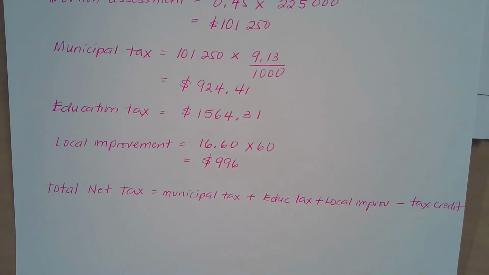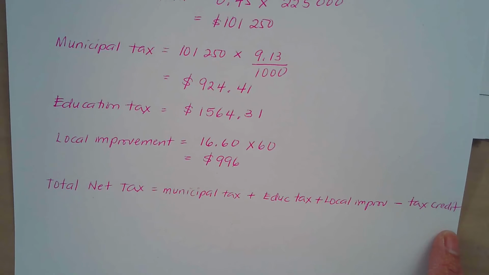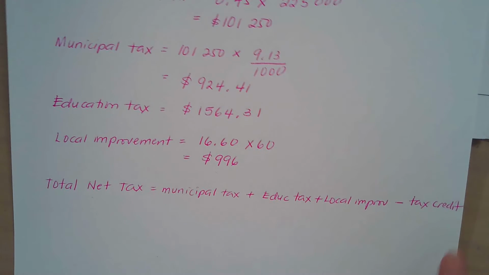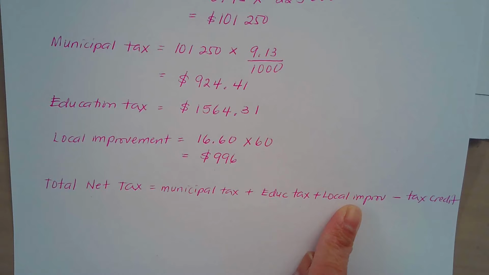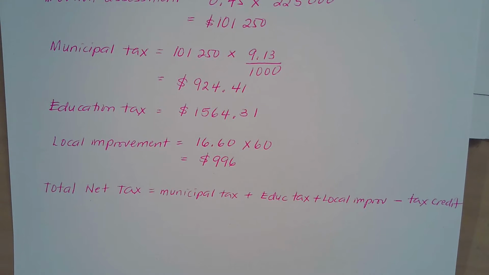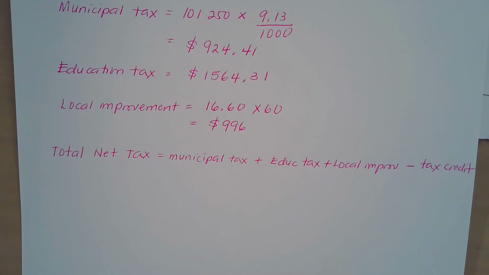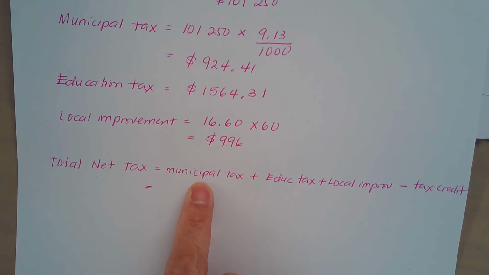So if they didn't tell us a tax credit, then you don't have to do it. Okay? And if they didn't tell us any local improvement, then you don't have to do it. Just whatever it says on the question. That's a good point, right? Because some questions might not say tax credit or local improvement.